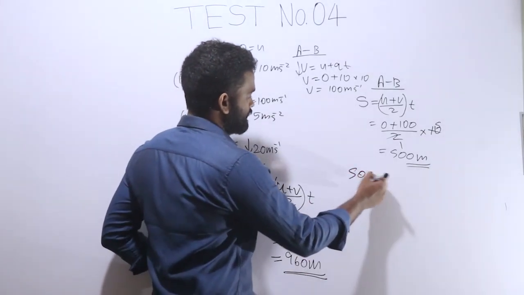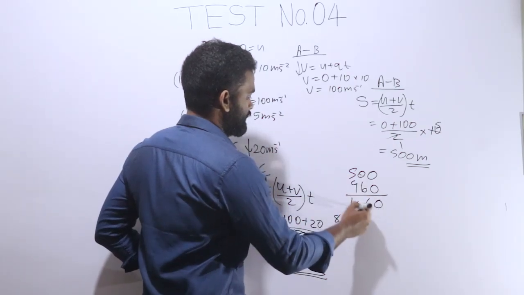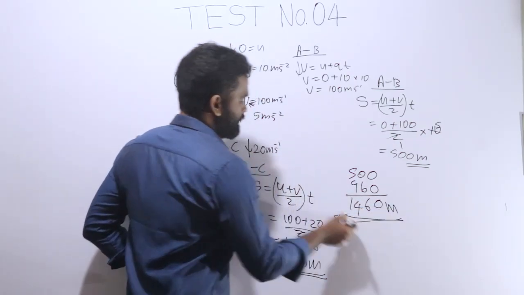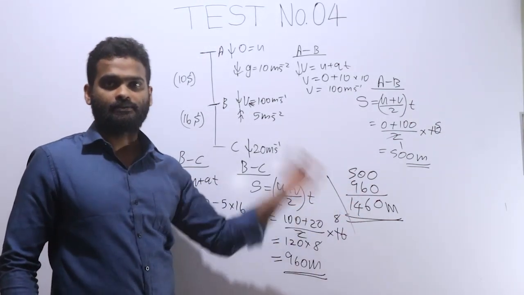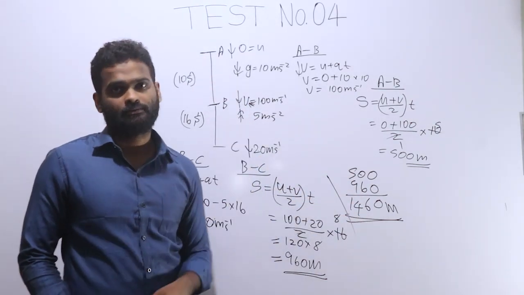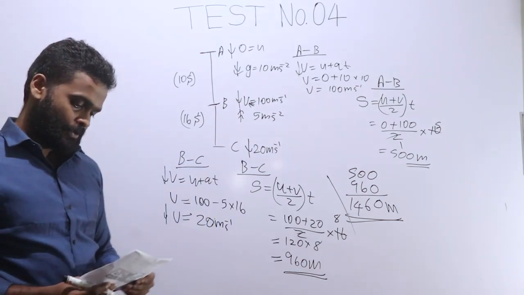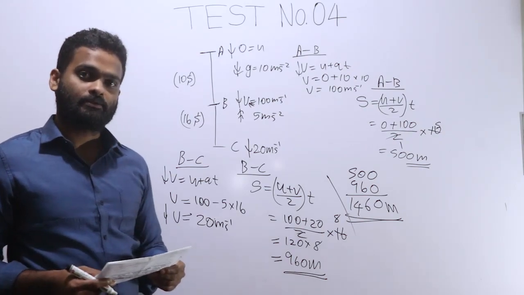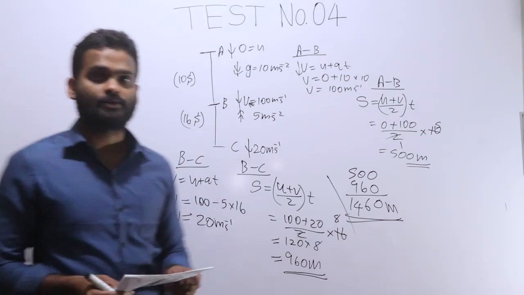So 500 and 960. 0640. So this is the total distance that the man moved as it reaches the ground from the plane. So the answer should be the fifth one, that is 1460 for the 7th question.